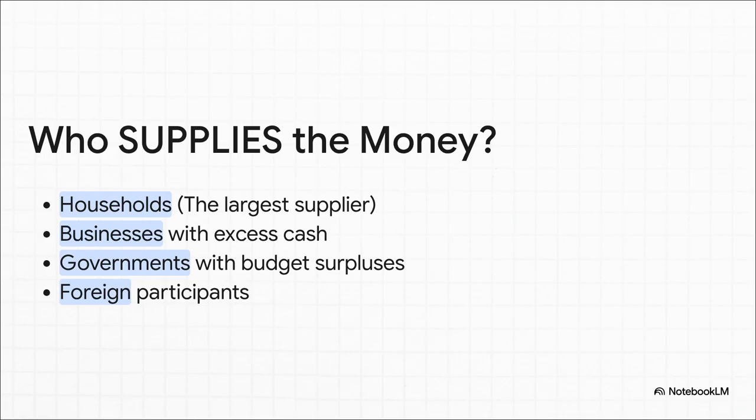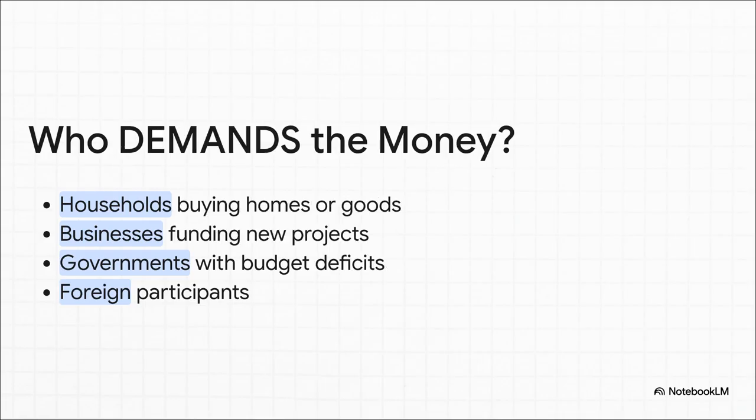And on the flip side, who's demanding all that money? Who wants to borrow it? Well, you'll probably recognize this list. It's pretty much the same groups. It's households taking out a mortgage for a new home, businesses borrowing to expand and build new things, and governments borrowing when they're spending more than they take in. It's this huge, interconnected marketplace.